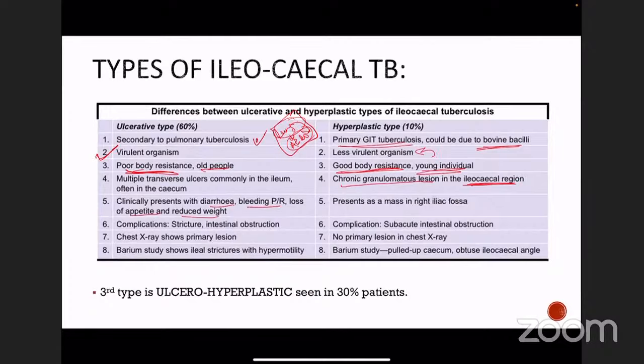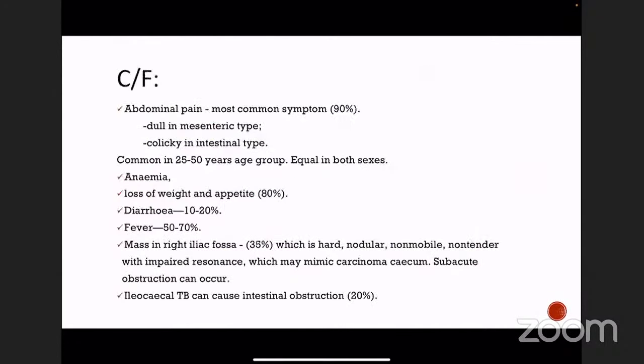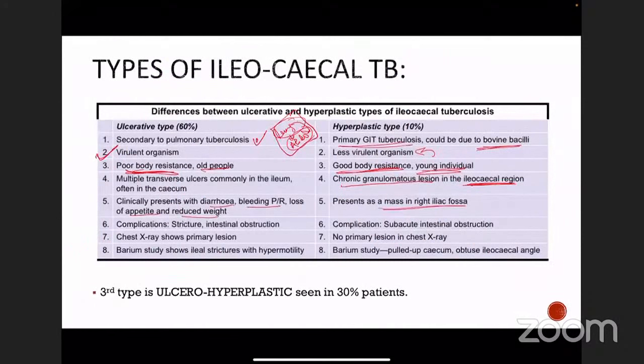The hyperplastic patient will present as a mass in the RIF. You can see this is like a mass. This is thickening. So the ileocecal region is present in the RIF, and the patient will present as a mass in the RIF, right?